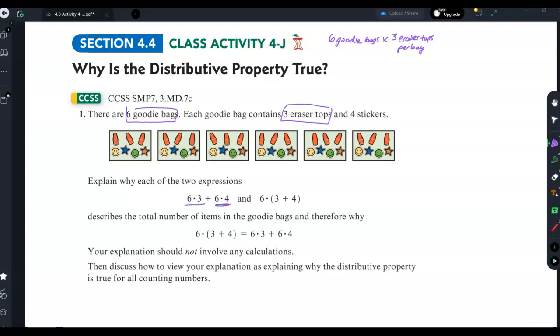And then what about the 6 times 4? So the 6 times 4 would be still the 6 goodie bags, but now it's the 4 stickers, right? So I'm going to add to that 6 goodie bags times 4 stickers per bag.